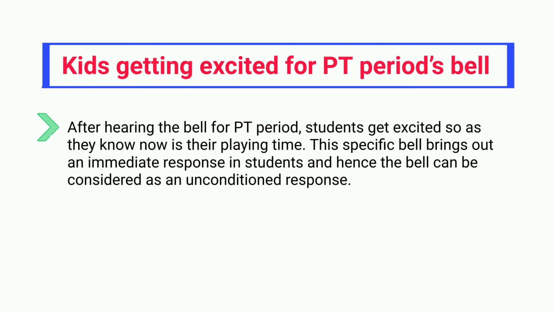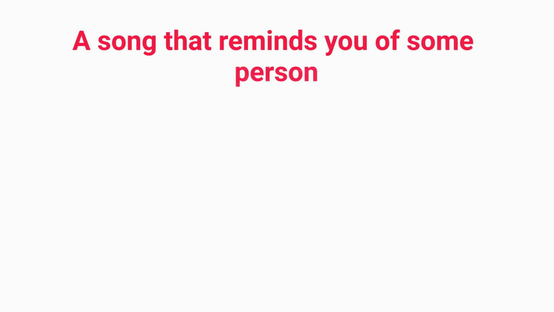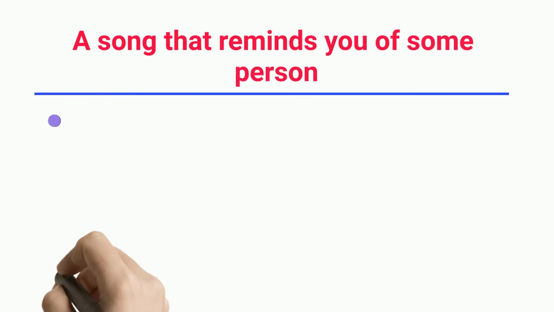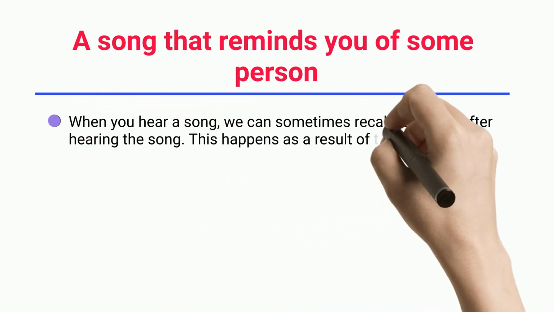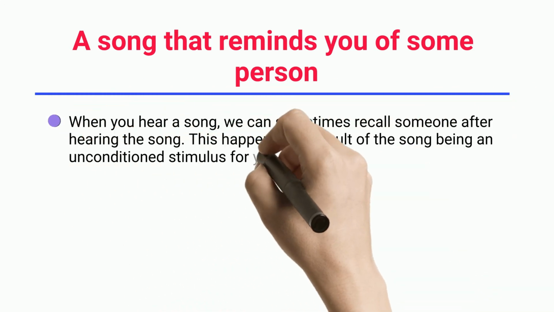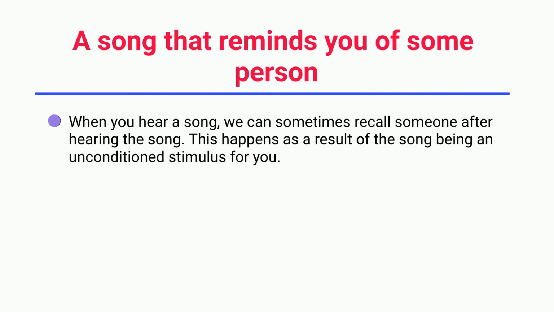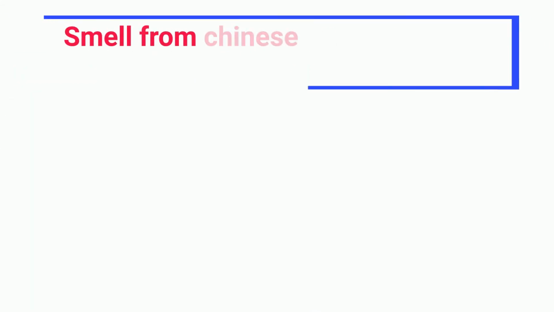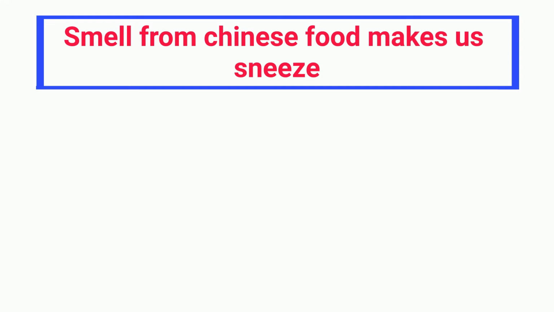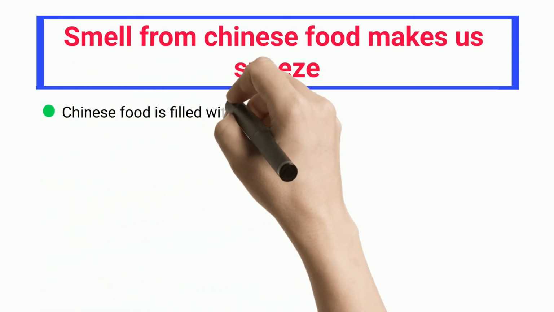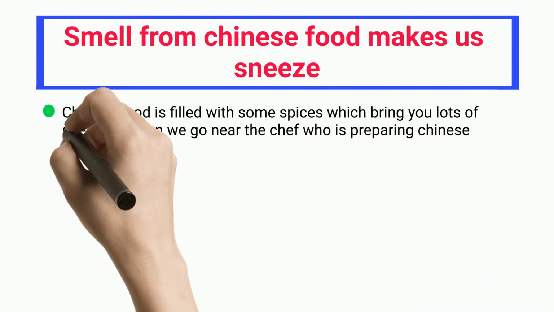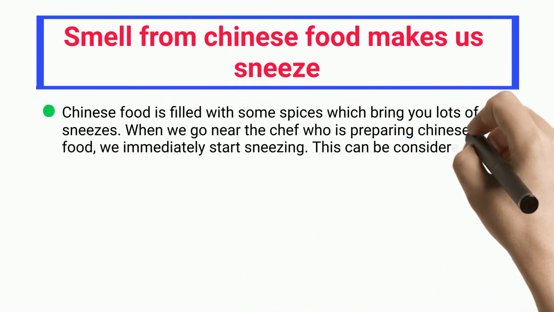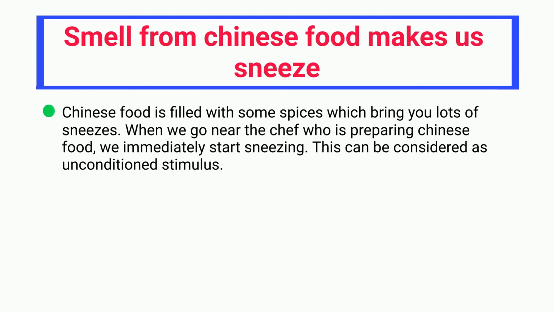stimulus. A song that reminds you of some person. When you hear a song, we can sometimes recall someone after hearing the song. This happens as a result of the song being an unconditioned stimulus for you. Smell from Chinese food makes us sneeze. Chinese food is filled with some spices which bring you lots of sneezes. When we go near the chef who is preparing Chinese food, we immediately start sneezing. This can be considered as unconditioned stimulus.